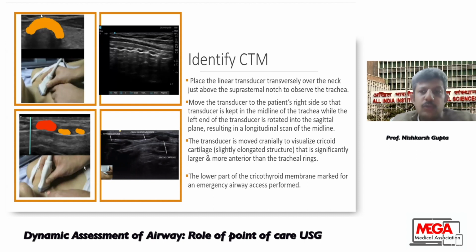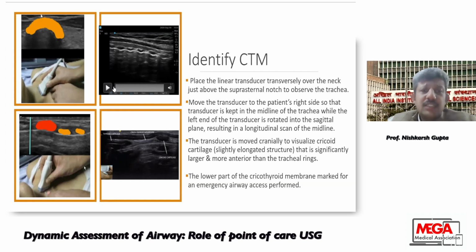Then we move the transducer to the patient's right, and rotate it in this direction so that we get the longitudinal scan. So this is the longitudinal scan we will get. Then we have to move it cranially till we visualize the cricoid cartilage.